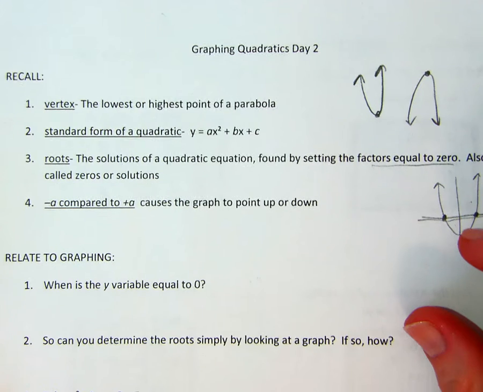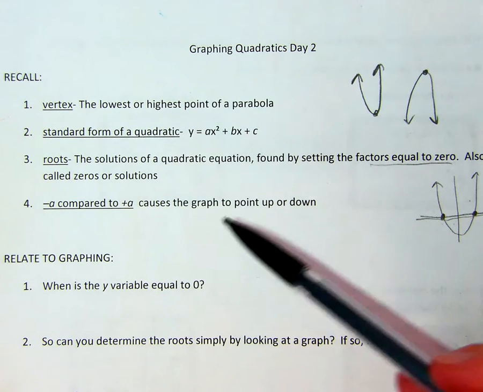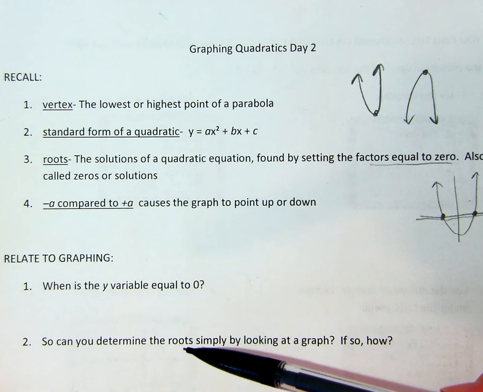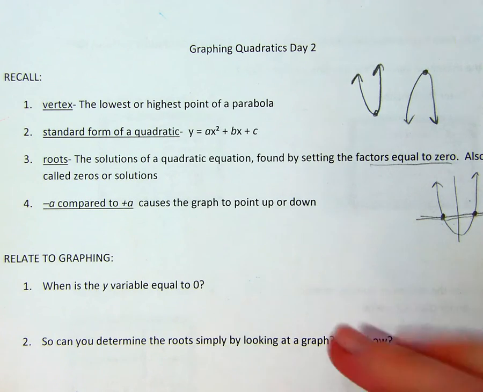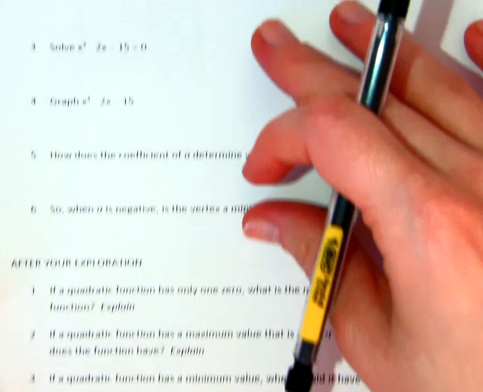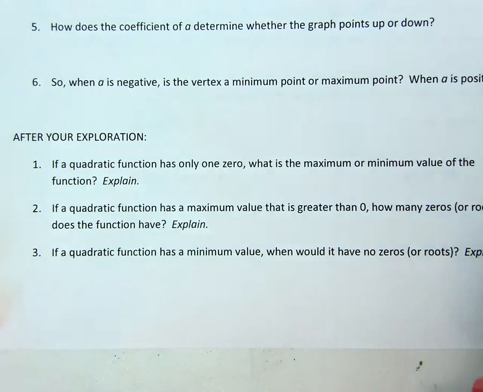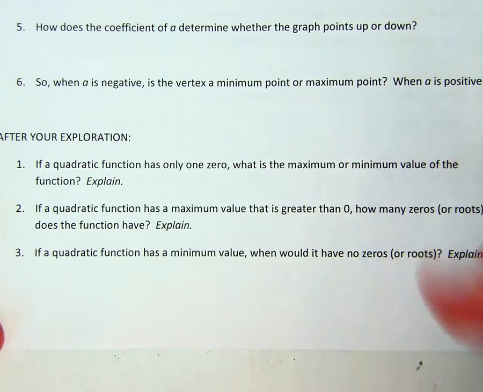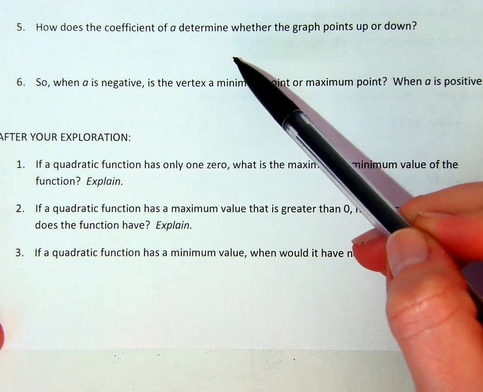So let's relate this to graphing. When is y equal to 0? We just talked about that. Can we determine the roots simply by looking? We remember that we can do that. We're going to skip 3 and 4. Let's look at number 5. How does the coefficient of a determine whether the graph points up or down? We, again, covered that.